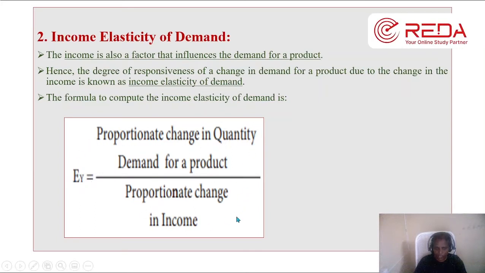So you see the denominator. Denominator is the main important factor which influences the demand for a commodity. So you see proportionate change in income. So whenever there is a change in the income of a consumer, what will happen? There will be changes in the quantity demanded for a product.